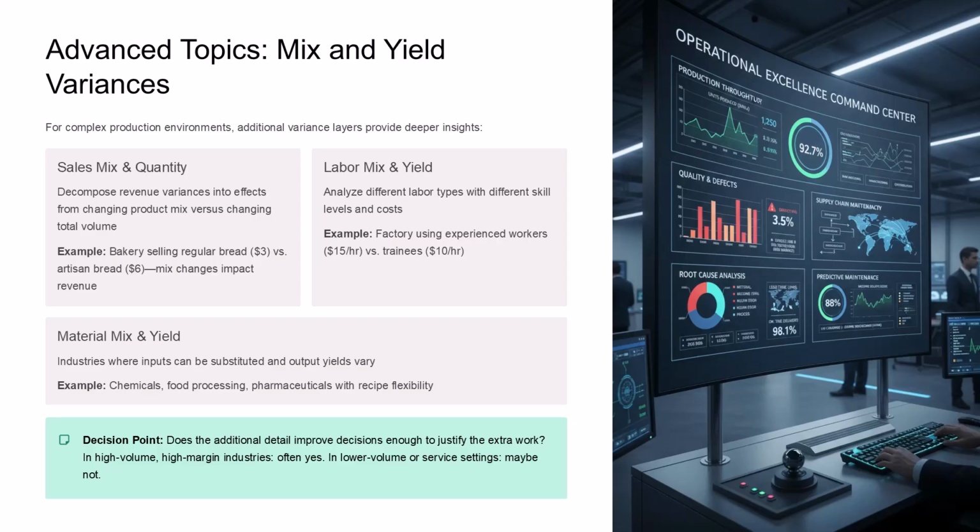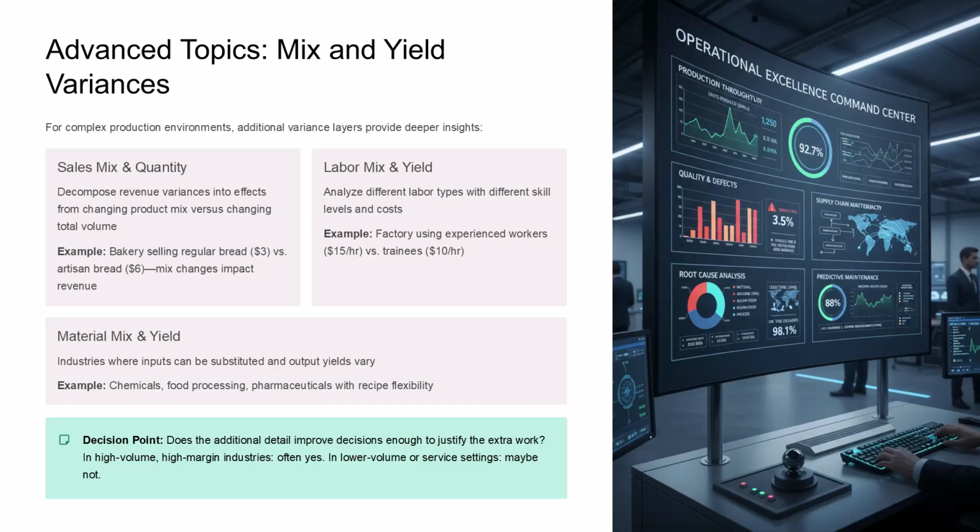Advanced topics: mix and yield variances. For those interested in going deeper, there are additional layers of variance analysis used in complex production environments. One common extension is sales mix and quantity variances, which decompose revenue variances into effects from changing the mix of products sold versus changing total sales volume. Another is labor mix and yield variances in settings where you use different types of labor with different skill levels and costs. A third is material mix and yield variances in industries like chemicals, food processing, or pharmaceuticals, where inputs can be substituted and output yields vary.